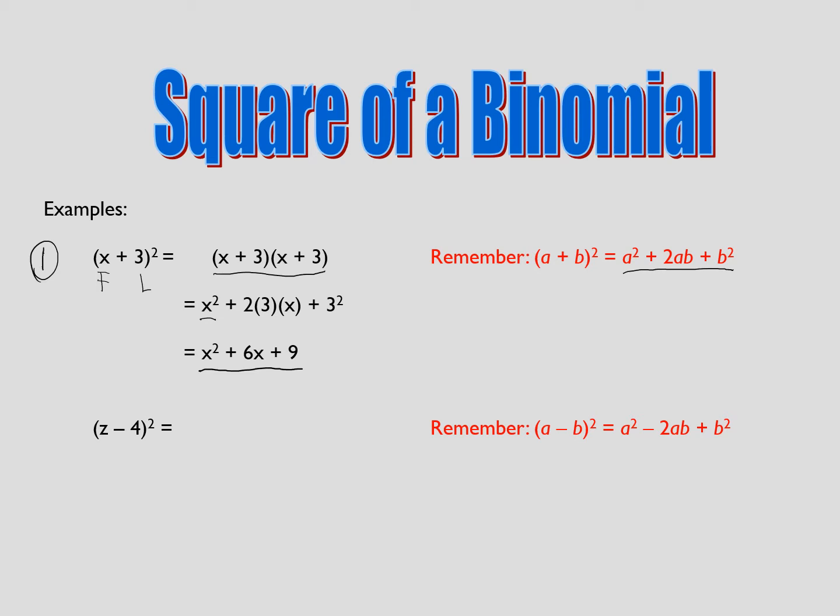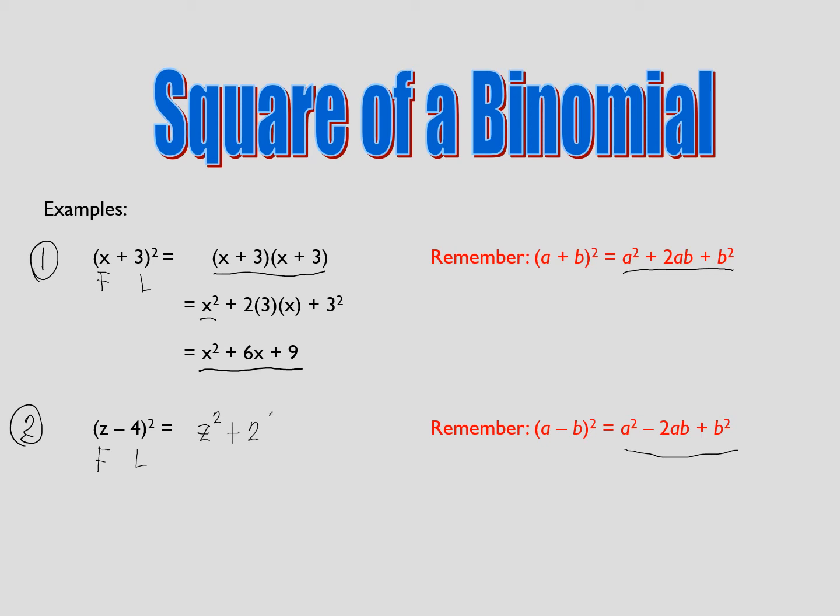Now let's have our second example, the quantity z minus 4 squared. Still the same process, right? So our first term here is z, and our last term is negative 4. Again, we square the first term, so we have z to the power of 2, plus, okay, let's put plus here first. Anyway, the last term is negative, so it will still look like this for our final answer.